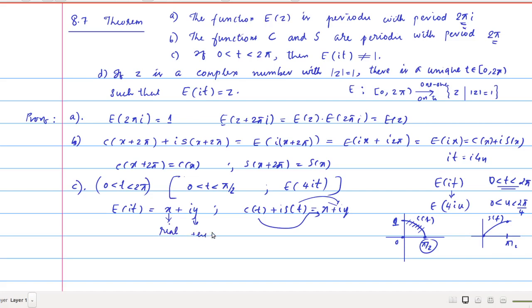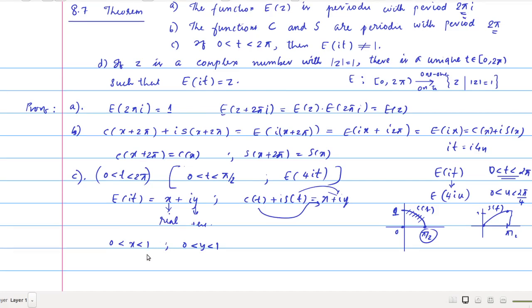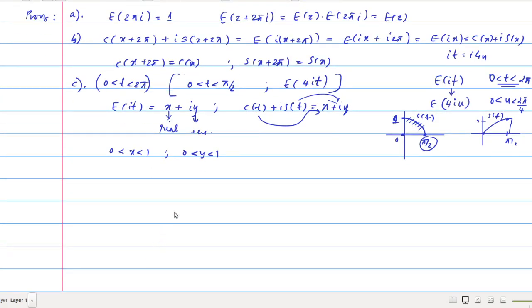These values are not only positive, they lie between 0 and 1, therefore 0 less than x less than 1, 0 less than y less than 1. This is the interval: at 0, c of t is 1 and s of t is 0. But if we consider open intervals, then x and y are two quantities in between 0 and 1.